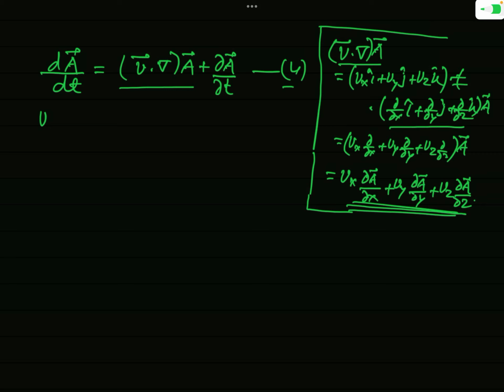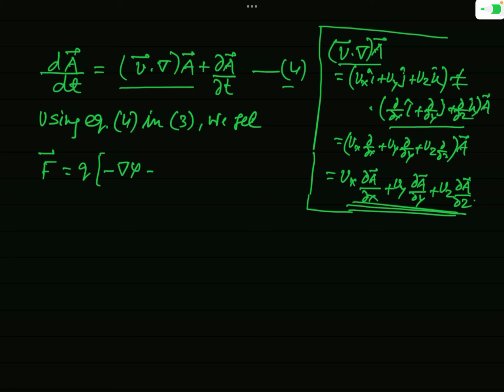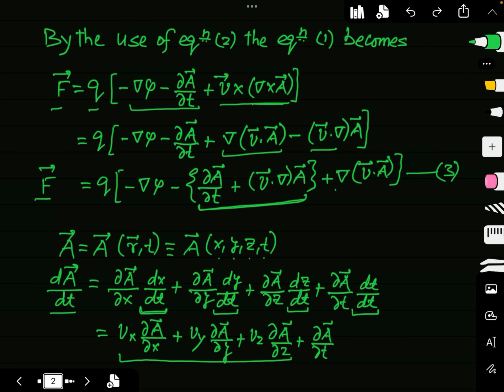So using equation 4 in 3, what do we get? The expression for F will now be equal to Q times minus del phi minus dA by dt. This dA by dt has been written instead of the earlier expression. And plus the remaining term. What is the remaining term in that expression? That is simply del v dot A. You can see the expression here.